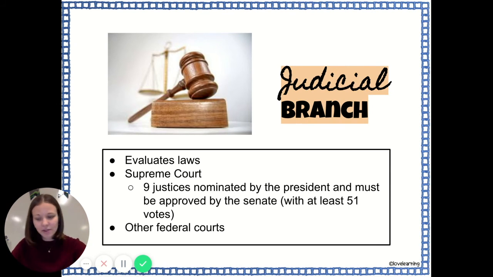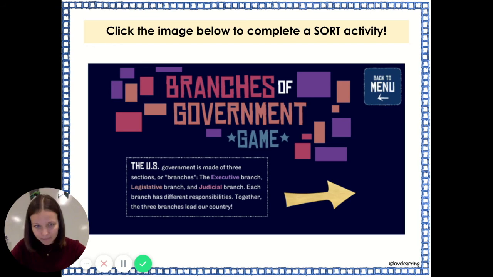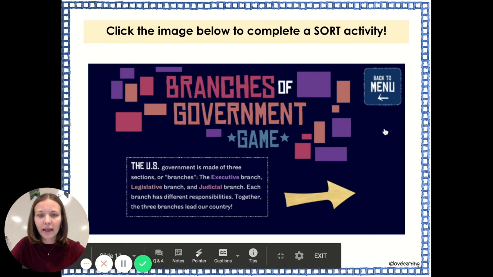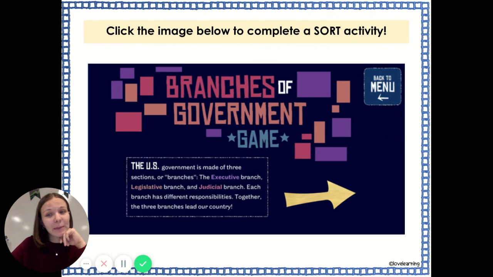All right, we're almost finished. I know this is a lot of material and information, but you guys are crushing it. Next, we have a game. It's a sorting activity. You have to click on the link to the game, and it'll take you to a new tab. This is a really fun game. It's a little matching game for each branch of the government. You can match different tiles. It helps you explain their powers, who runs them. It's a really great practice game, and you need to check it out.